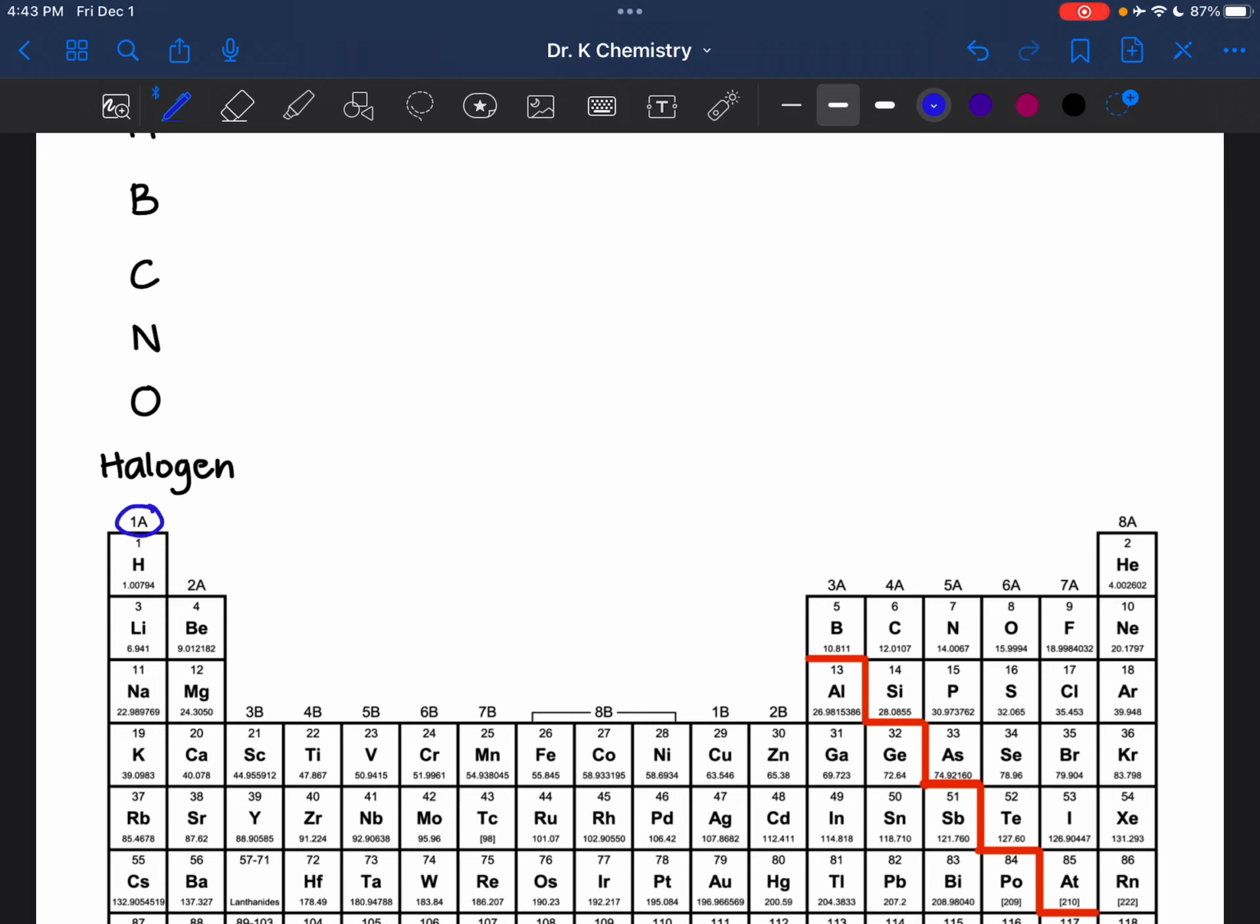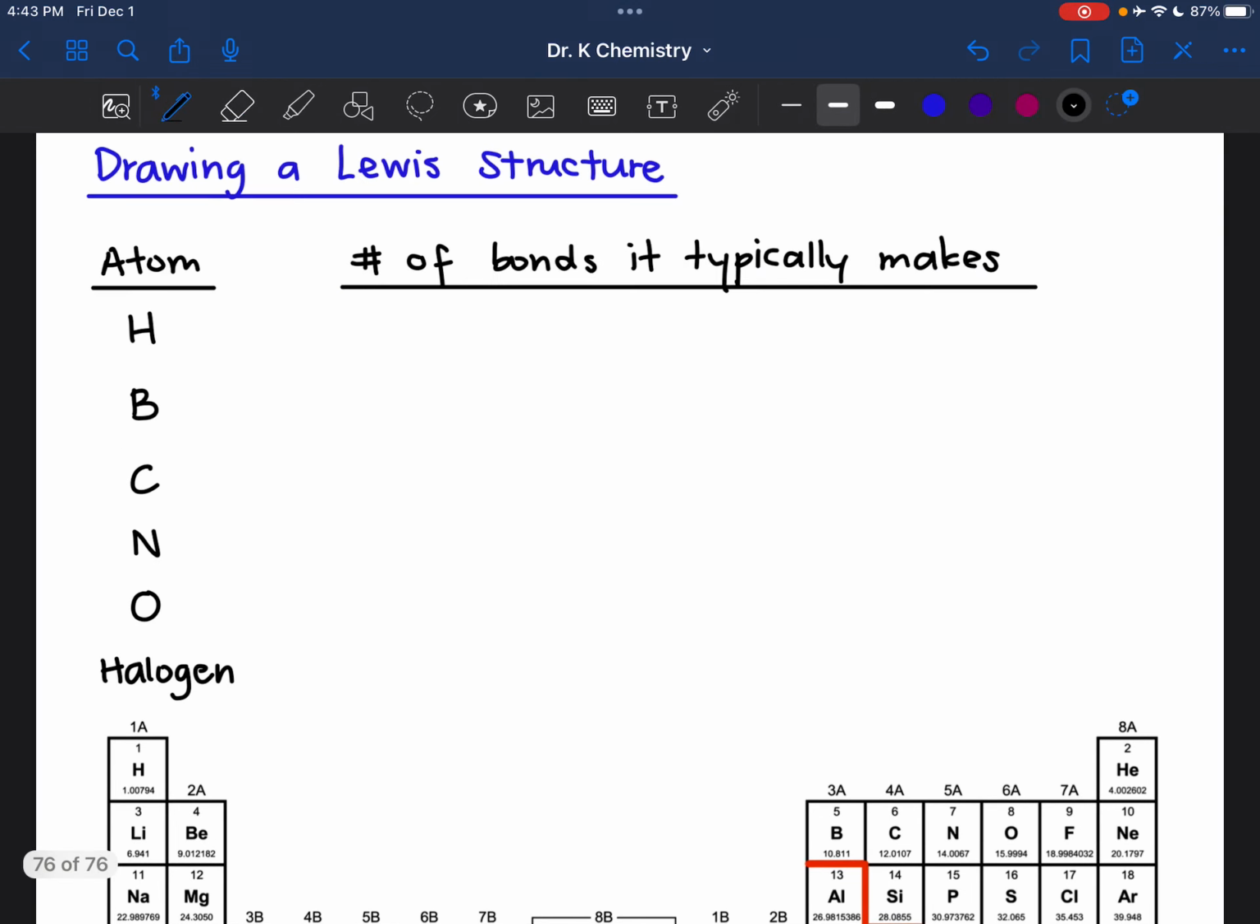Notice that it's in group 1A, which means that hydrogen has 1 electron. In fact, everything in this group has 1 valence electron. And these are all valence electrons specifically that we're referring to. So since hydrogen has 1 valence electron and it needs 2, it needs to make 1 bond with some other atom in order to complete its version of an octet, which is really a duet. It wants 2 electrons.